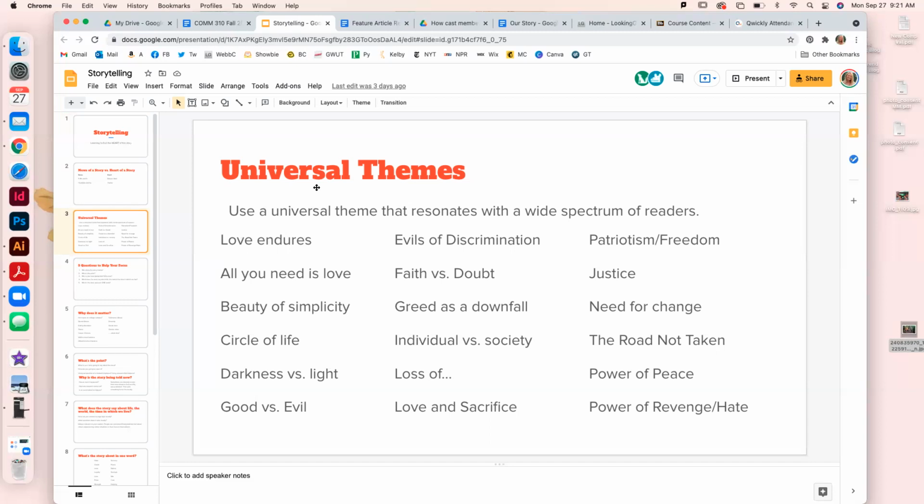Patriotism, freedom, justice, need for change, the road not taken. Sometimes somebody beats a drum to their own beat or takes a different path than normal, and that makes for a really interesting story. Somebody goes around a different way. Maybe there's a college student here in their 40s who got married and had a family early, but then wanted to go back and finish their degree. That's not the most straightforward path. Most people here came out of high school and went straight into college.